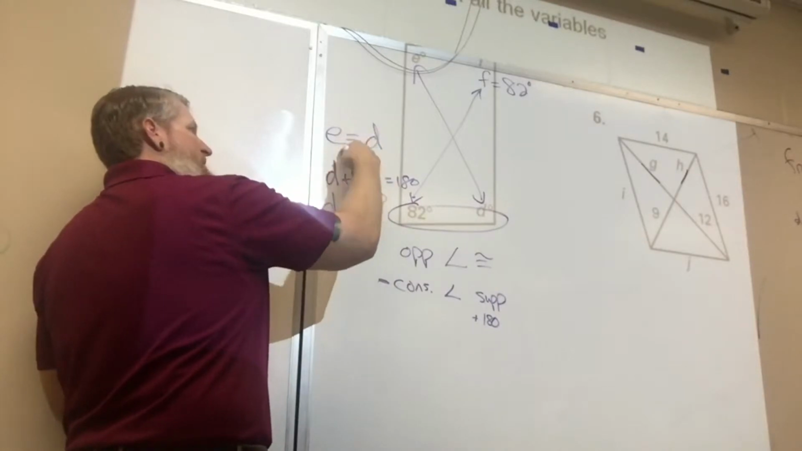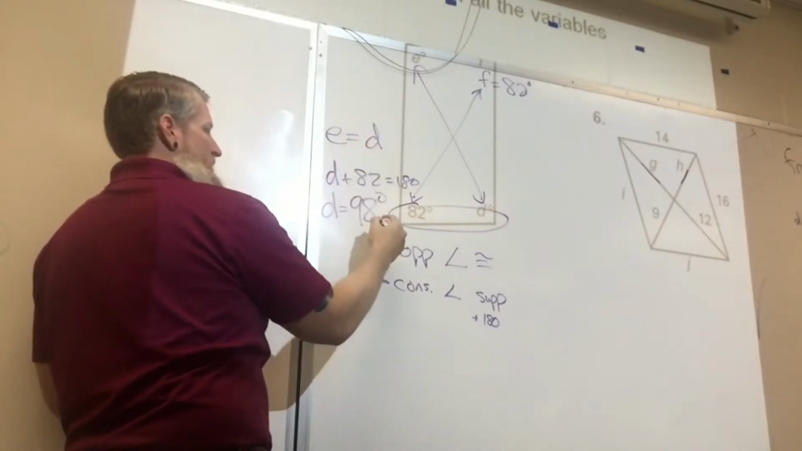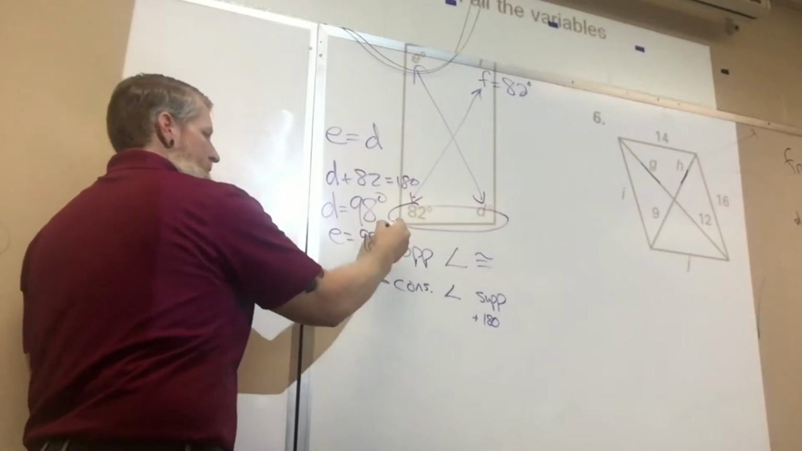And again, since I've already established that those two were equal to each other, this also gives me the value for that one.